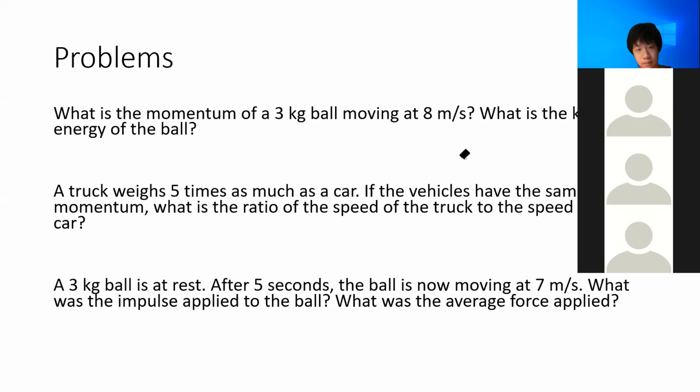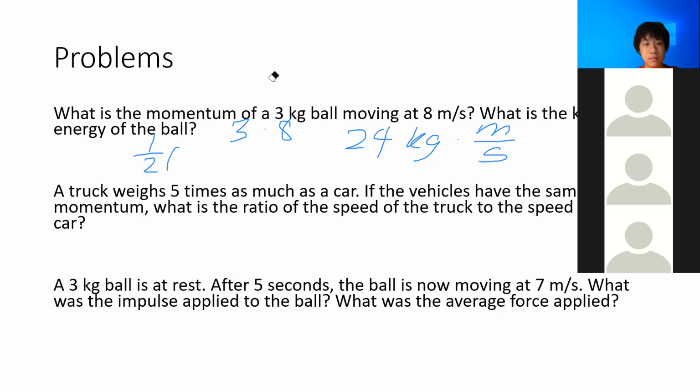Okay, so since momentum is just mass times velocity, to solve for momentum, you just go 3 times 8, which is equal to 24 kg times m over s. For kinetic energy, it would be a bit more complicated. It would be 1/2 m, which is 3, and v squared, which is 8 squared. And when you solve that, you get 96 joules.